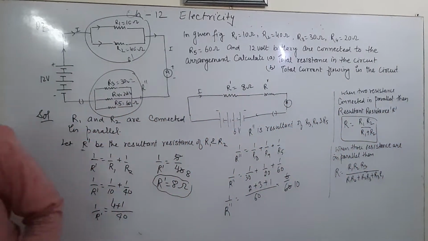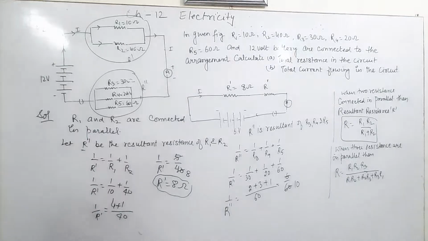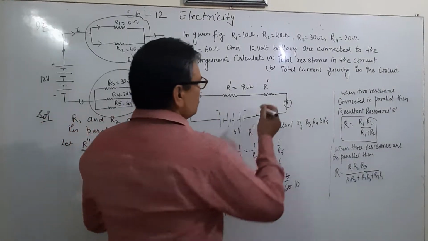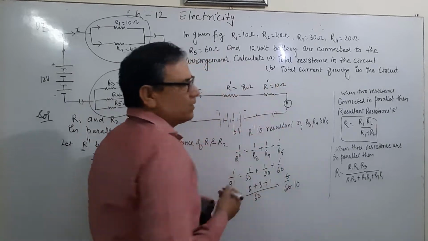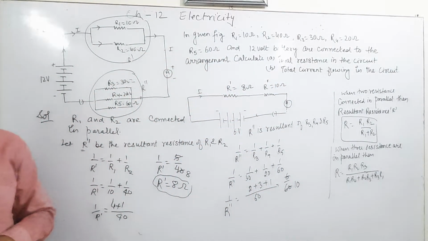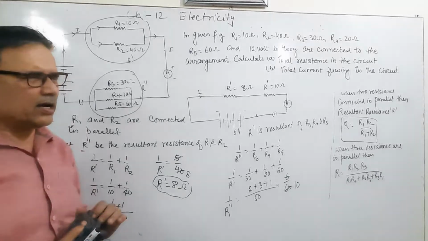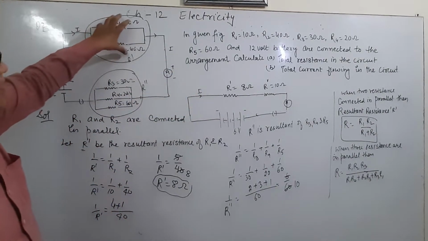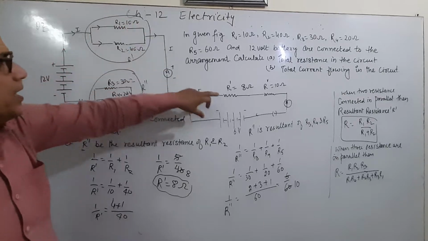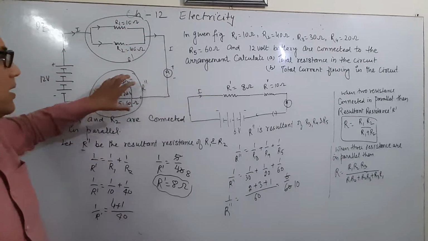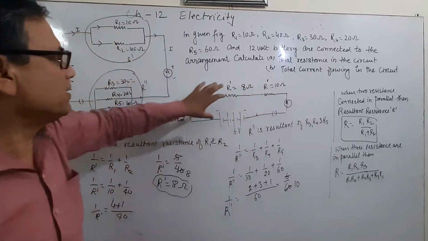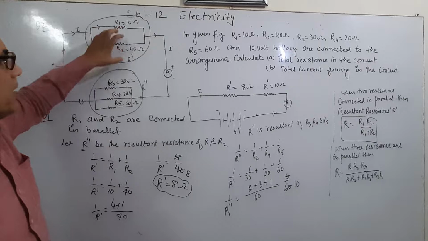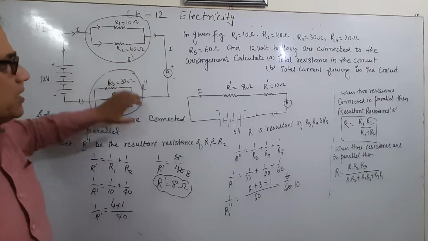Then, what is the total resistance now? R1 is equal to 8 and this is equal to 10. Then what is the total resistance? It means R1 dash and R2 are connected in series. They are parallel and the resultant is 8. They are parallel and the resultant is 10. But they are connected in series.